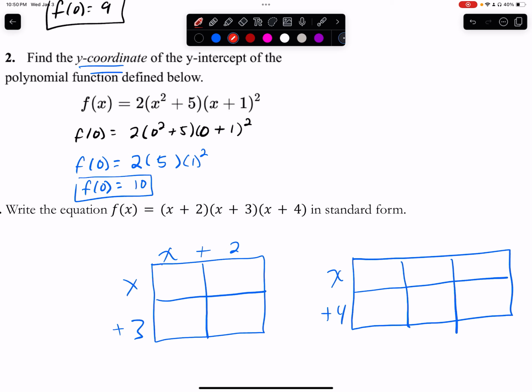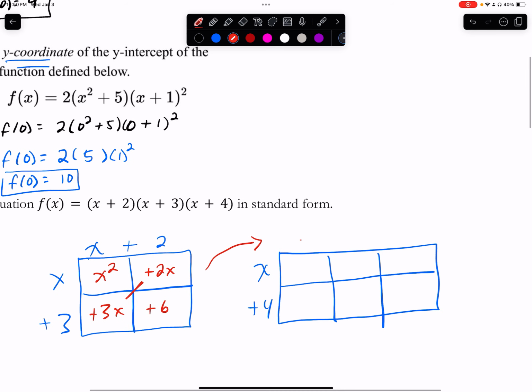All right, so the first one, we've had a lot of practice doing this. So x squared, this becomes plus 2x, this becomes plus 3x, and this becomes plus 6 here. Notice that we combine like terms, and now what we have is a trinomial. So I'm going to take this trinomial and write it over here. I'm going to get x squared, 3x plus 2x is plus 5x, and then we've got the plus 6. So now you can see we've got a 2 by 3 box that we can use, and we're going to fill in this area model.